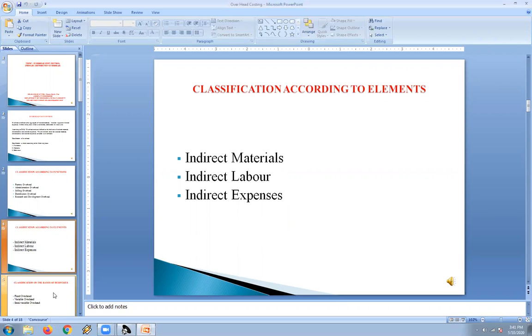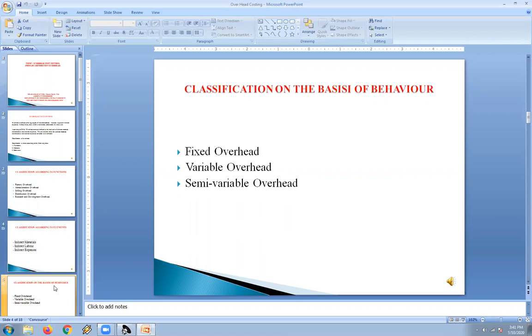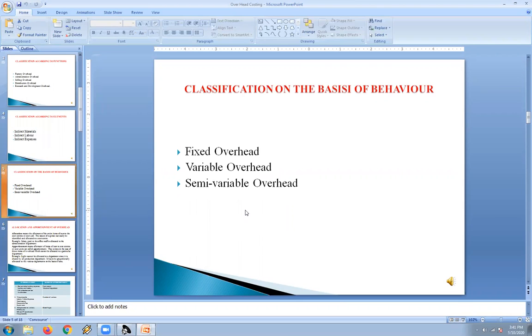Again, on the basis of behavior, the overheads are classified as fixed overheads, variable overheads, and semi-variable overheads. Fixed overheads are those which tend to remain unaffected by fluctuations in the volume of production or output during a period of time. Variable overheads vary according to the increase or decrease in the volume of production. And semi-variable overheads are partly fixed and partly variable.